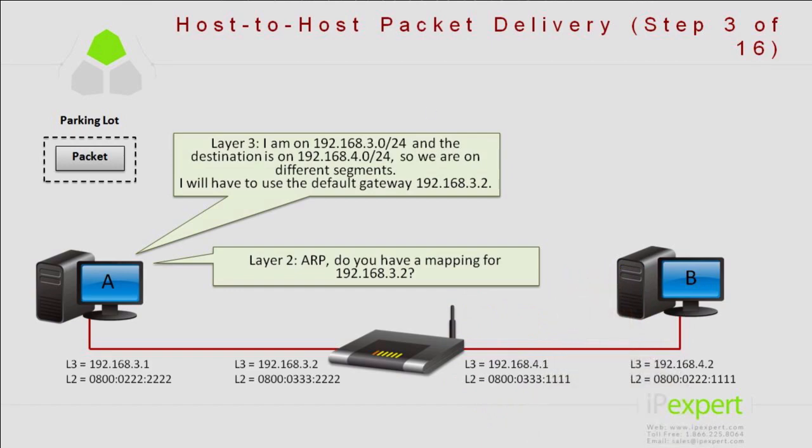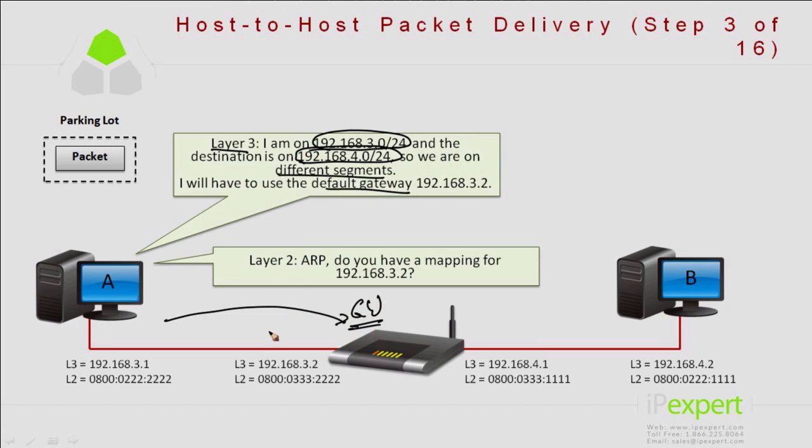So PC A, in this instance, is going to say at layer 3, I am actually on this network, 192.168.3.0/24, and I want to communicate to a destination on network 192.168.4.0/24. Now the system says, oh, we're on different segments, so what I'm going to end up having to do is send this to my default gateway.